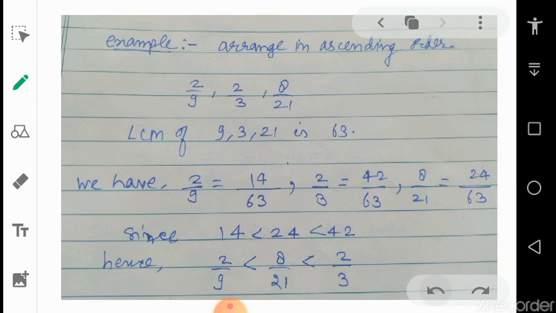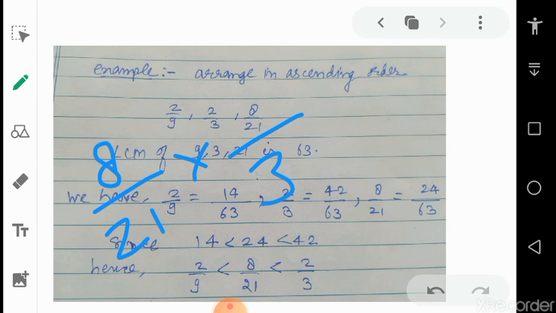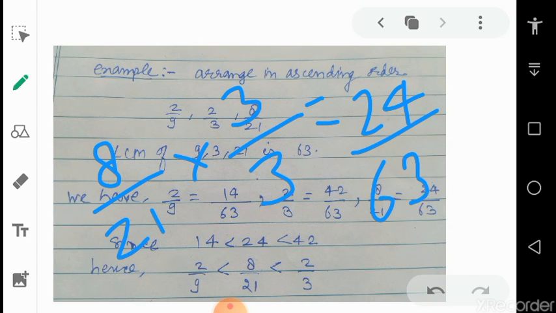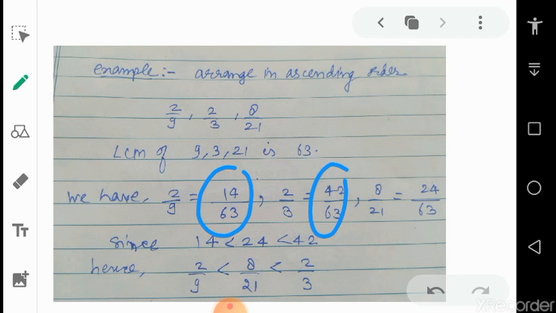Let's see again. It is 8 upon 21. As we know the LCM is 63, it means 21 is multiplied by 3. Again the numerator is also multiplied by 3. Finally we have 24 upon 63. Finally we have arrived at the end of this question, and we have converted all these fractions into like fractions because all have the same denominator, and the smaller numerator means smaller fraction, bigger means bigger fraction.